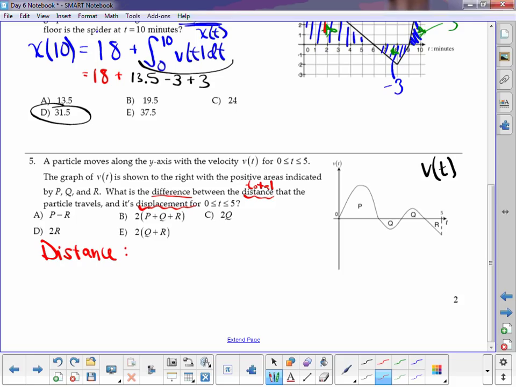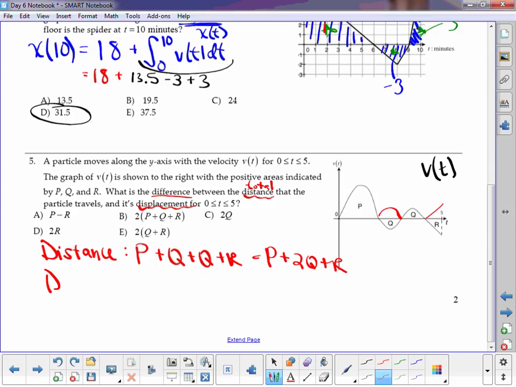What would be my distance from 0 to 5? We're going to have letters, right? We agree P plus Q plus Q plus R, right? Because for distance, we want the absolute value of each little individual area. So it's kind of like this gets turned on. Or in other words, P plus 2Q plus R. Are we good there? Okay.